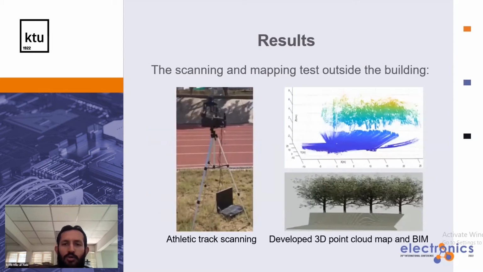And finally, we have also tested the system in an outdoor environment. You can see that we have placed this system near the athletic track to watch what is present in front of it. There are some trees and a concrete slope was visible. We scanned this, and on the right-hand side, you can watch the developed point clouds indicating some slope, some track planes, and some trees showing in this particular scene.